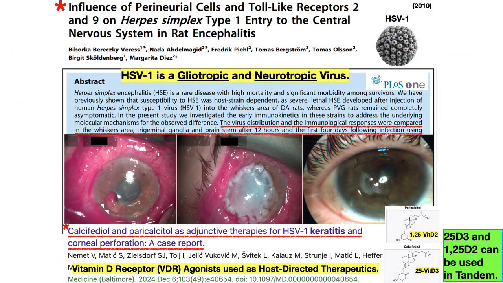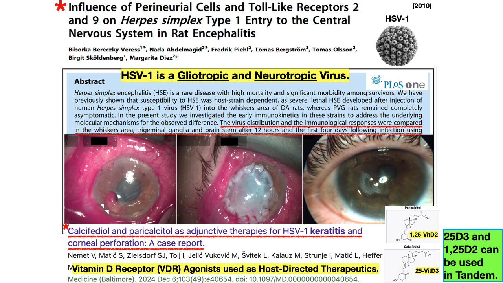In addition, I would like to draw your attention to this clinical study published in 2024. Calcifediol, the liver metabolite of vitamin D3, and paricalcitol, a synthetic analog of calcitriol. Calcifediol and paricalcitol as adjunctive therapies for HSV-1 keratitis and corneal perforation. These vitamin D receptor agonists were used in conjunction with standard of care acyclovir for this HSV-1 reactivation.